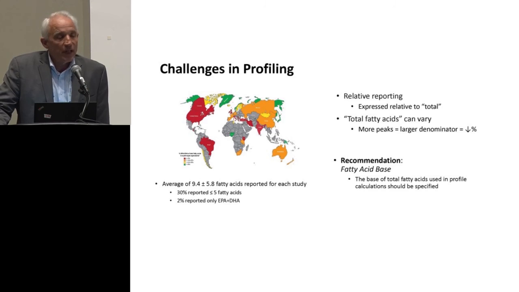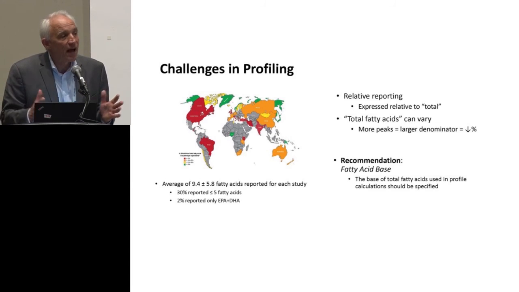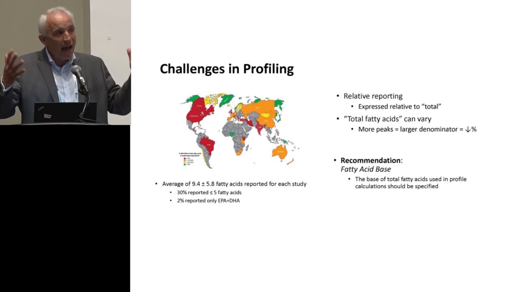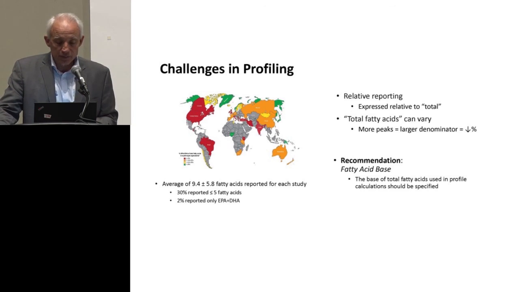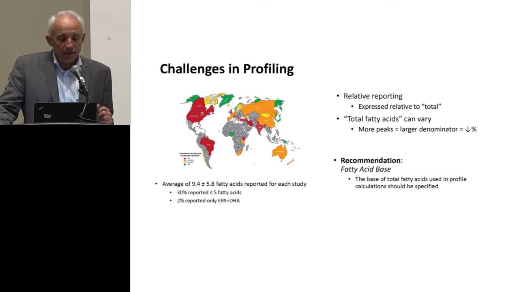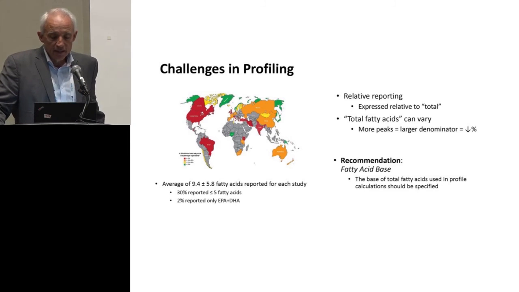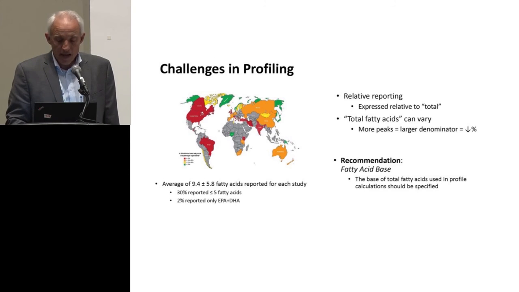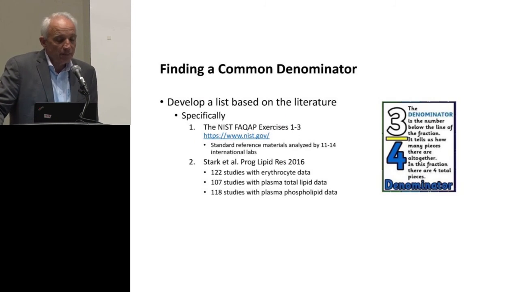And of course, it's about the denominators, I'll just point out in a moment, but total fatty acids really varies, and we'll dig into that. So the fewer fatty acids you have, basically you impact what a percentage will be. So the greater the percent of any one fatty acid is of a smaller denominator. So the recommendation here in terms of the fatty acid base, or the total number of fatty acids to be looked at, is that at least the base of total fatty acids used to profile the calculation should be specified. And develop a list based on the literature is one of the suggestions.